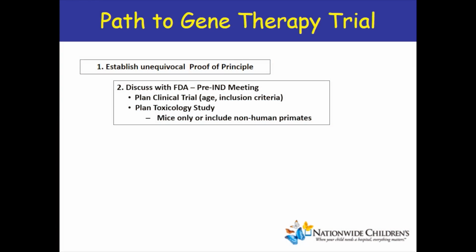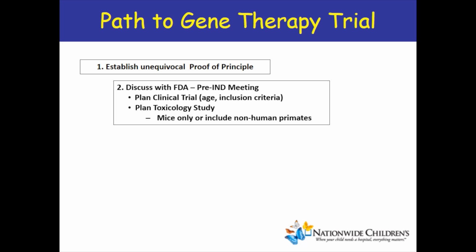We have a great deal of experience with this and a great deal of experience with the FDA. The first thing you have to do in any gene therapy approach is establish unequivocal proof of principle. The proof of principle is usually done in the mouse. It could be done in other species, but the mouse is the common one. And this is true now for the Dysferlin gene. And then you go to the FDA with this proof of principle. It has to be solid and unequivocal.